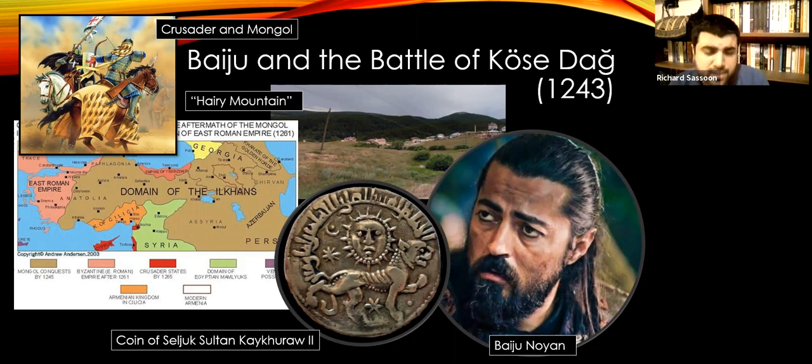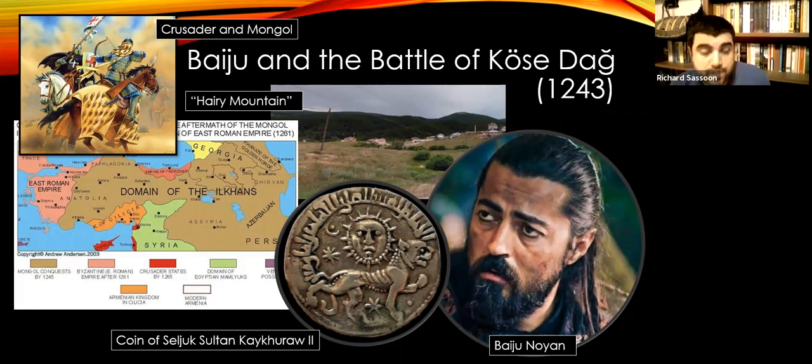Now, the Seljuk Sultans had managed to create an incredible coalition of forces to fight together against the Mongols. They had the Ayyubids of Syria. They had a number of Crusader mercenaries.